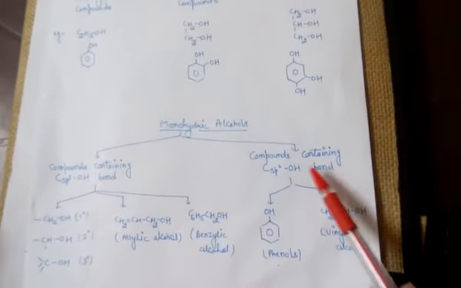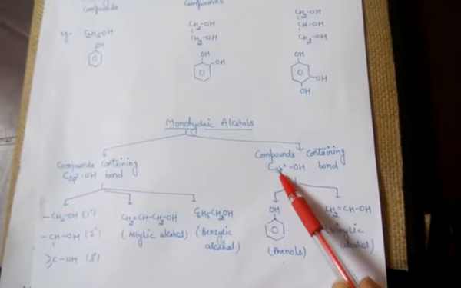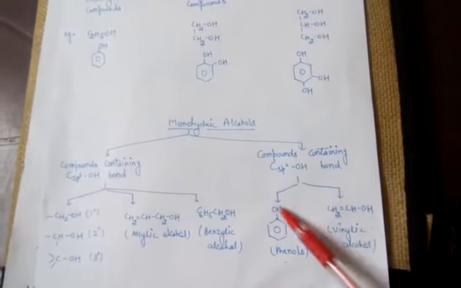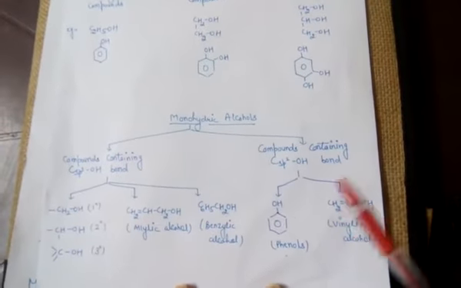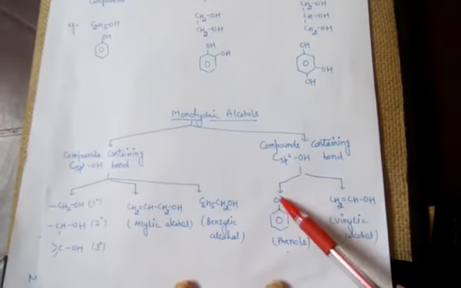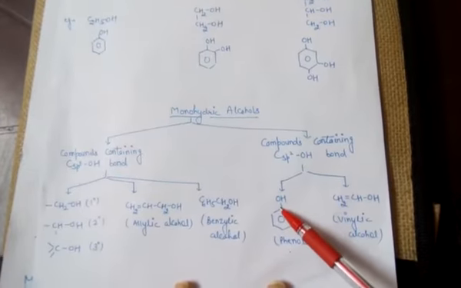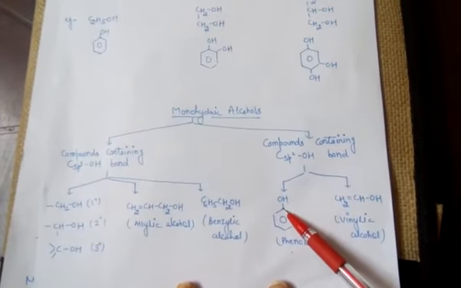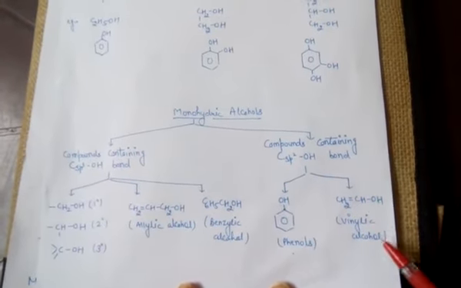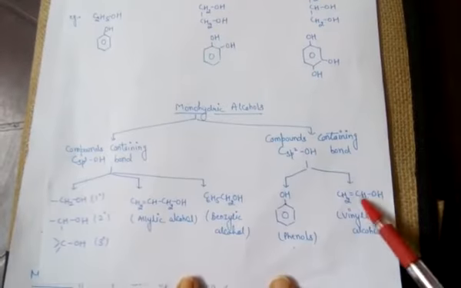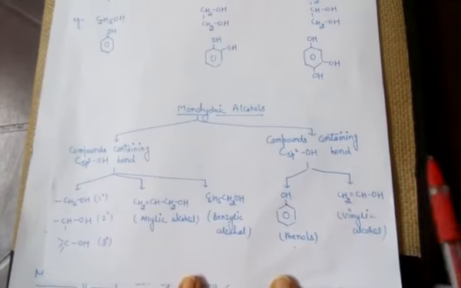Second category, if the OH group is attached to the sp2 hybridized carbon atom. Here basically 2 types of examples were included. The first one is phenols, where the OH group is attached to the sp2 hybridized carbon atom of benzene ring. And the second one is vinylic alcohol, where the OH group is attached to the vinylic group.